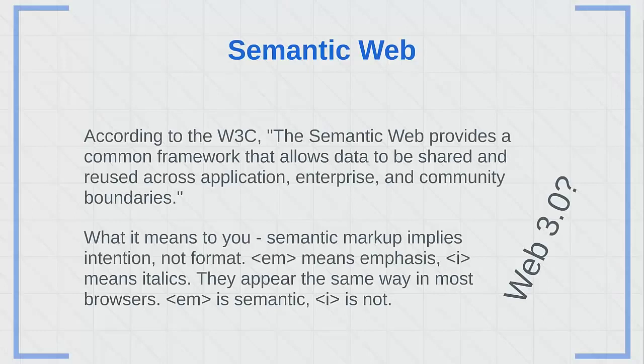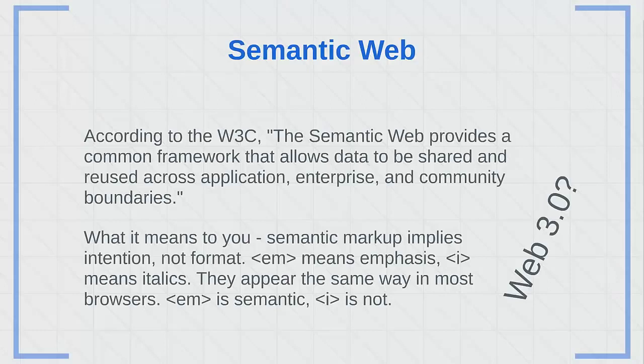I think that an example really shows better the difference between our traditional HTML, which up to this point has been used to format our content, and semantic HTML. The semantic markup implies intention, not format. So if you're doing semantic markup, you'll use EM, which means emphasis, as opposed to I, which means italics. They actually appear the same way in most browsers unless you style them differently yourself. They're usually both going to appear in italics. But we're trying to separate the content from the presentation.